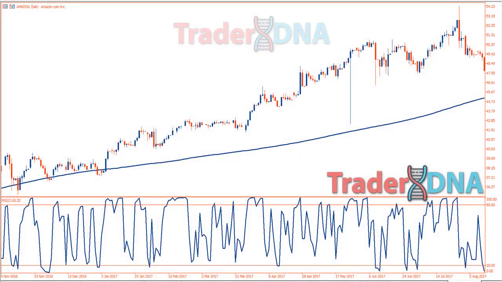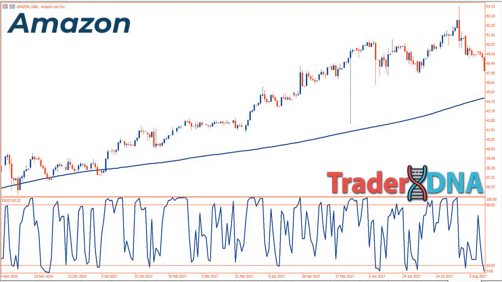This chart shows a picturesque bull market in the Amazon stock. Connors' RSI trading strategy only has 2 false signals and 6 strong signals. This should be simple enough.